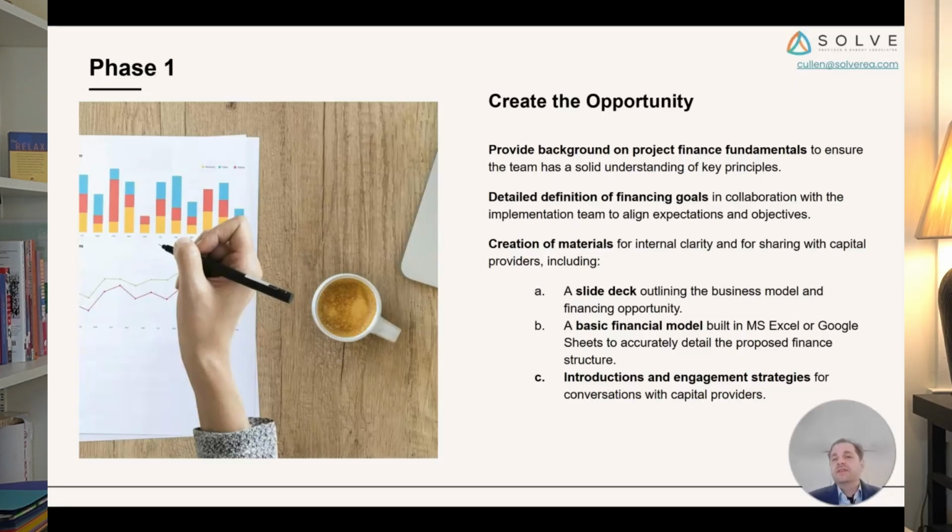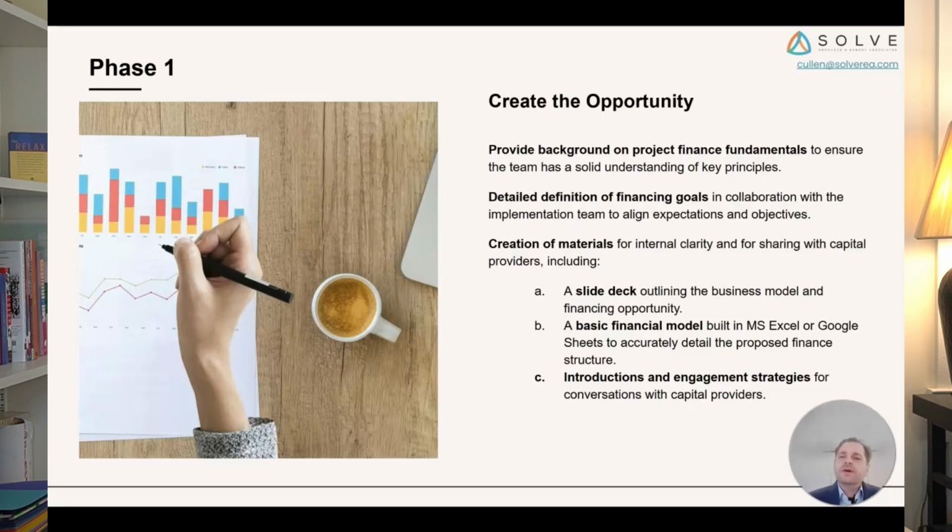It helps to have a detailed definition of your financing goals as you begin, and working with the implementation team, which will be the operations team or construction team or deployment team at your company, to make sure that objectives and expectations are well aligned.